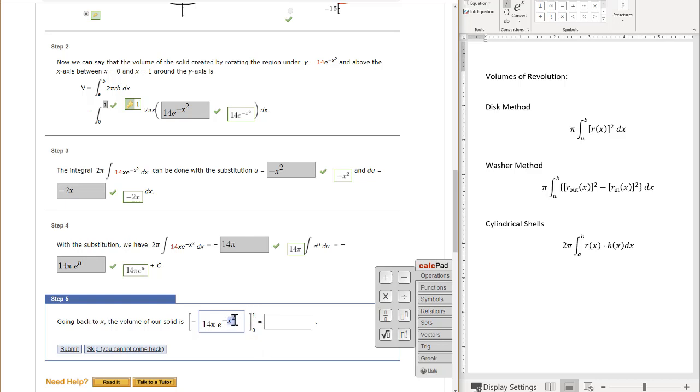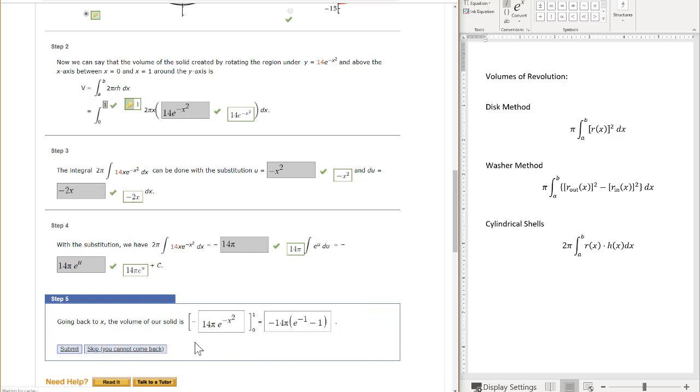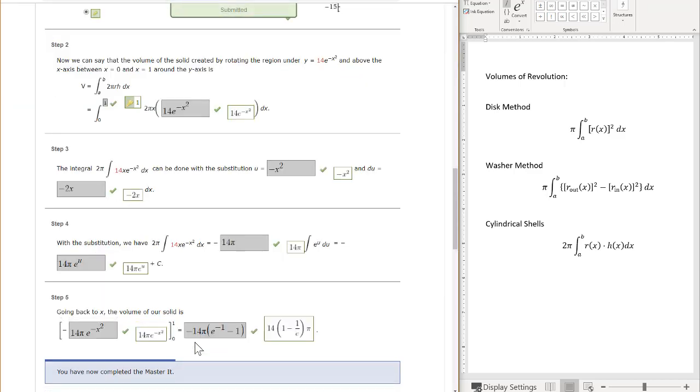So when we put 1 in there, we're just going to get e to the negative 1. And then when we put 0 in there, e to the 0 is equal to 1. So we have minus 14 pi. And then when we put 1 in there, we're going to get e to the negative 1, or we can also say 1 over e. And when we put 0 in there, we're just going to get 1. And if you didn't notice, I factored out the negative 14 pi. All right, let's check it. And they wrote it a little bit differently, but it's all the same. Okay, I hope that helps.